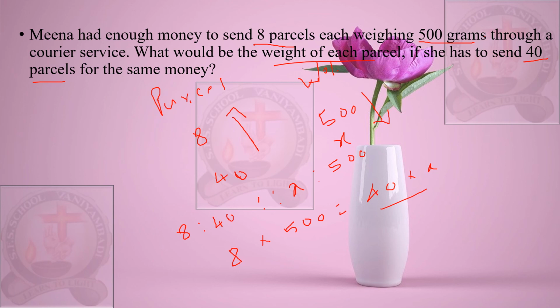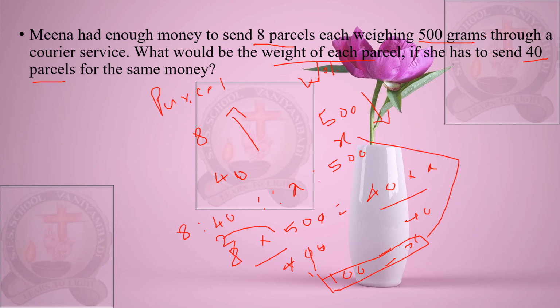Divide both sides by 40, and the right hand side will give x. On the left hand side, the 10 is cancelled; then 1 4 is 4 and 2 4s are 8, and then 2 times 50 is 100. Now I have the value of x. I assumed x is the weight of the parcel. Each parcel will weigh 100 grams if they sent 40 parcels.